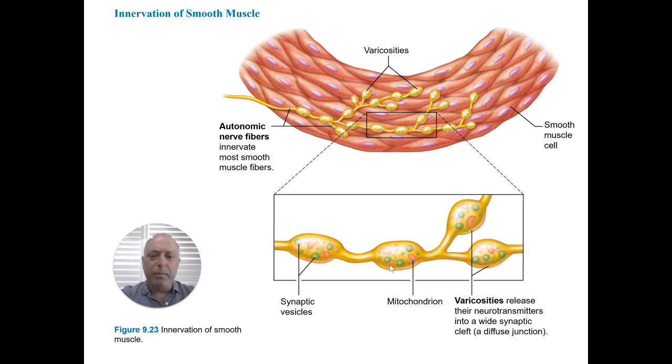So let's go to smooth muscle a little bit and look at innervation. Smooth muscle is innervated with autonomic fibers. These are called varicosities, and they're going to release neurotransmitters into the synaptic cleft, which are going to promote relaxation or contraction of the smooth muscle.